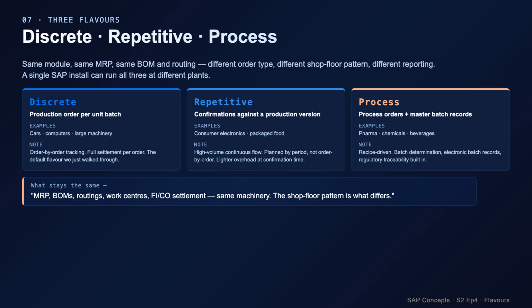Same MRP, same bills of materials, same routings, same finance and controlling settlement. The shop floor pattern is what differs.